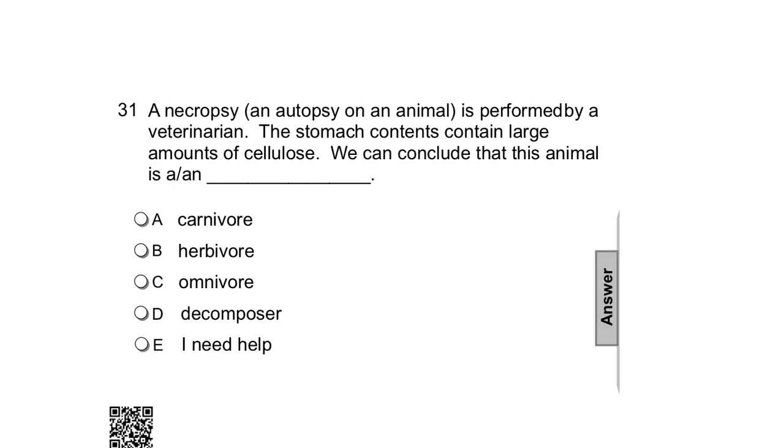Okay, if an animal has cellulose in its stomach, it's eating grass, hay. So the animal must be a herbivore. He's a vegetarian. That's another word. A strict vegetarian. Herbivore means they eat plants only. Carnivore means eats meat. Omnivore eats meat and plants. Decomposers break down anything that's dead.